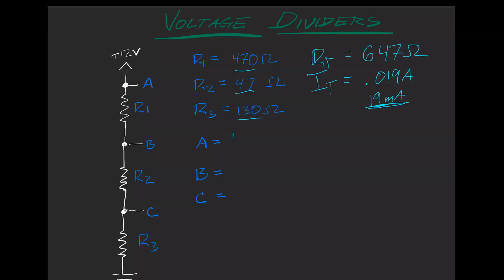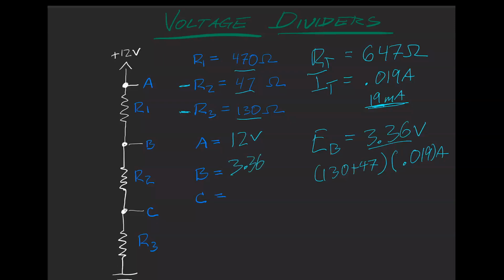My voltage at A is still 12 volts, and now my voltage at B has gone down to E sub B equals 3.36 volts. How did I get that? 130 plus 47, these two resistors, times 0.019 amps. And that equals 3.36 volts. So now that is like this transistor fully conducting. And notice the voltage here at B has decreased greatly.